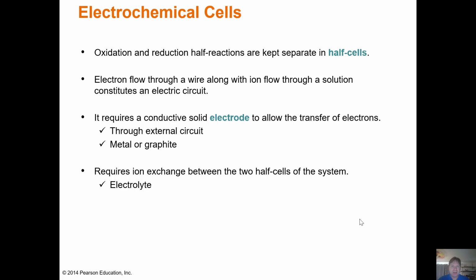It's possible, we'll see later, to have electrodes that are not consumed as part of the reaction. And then we also require the exchange of ions between the two half cells, and we have some kind of an electrolyte there in order to maintain that. So these are the important components of an electrochemical cell.